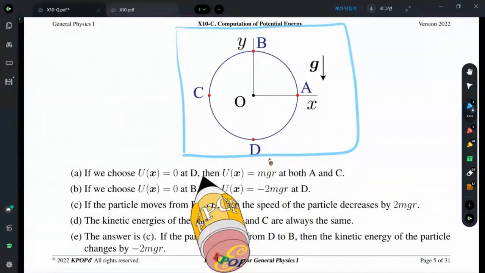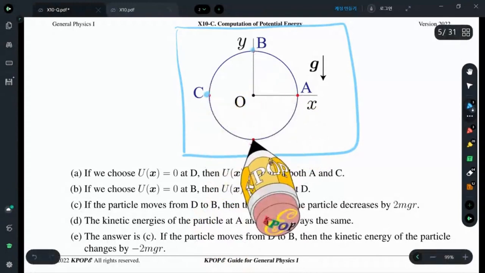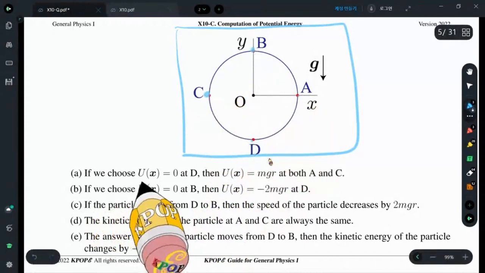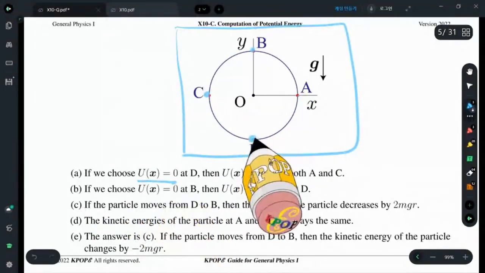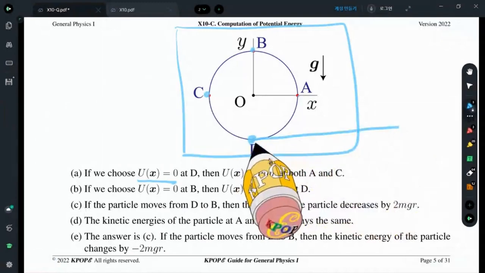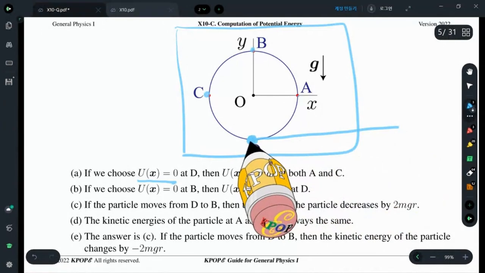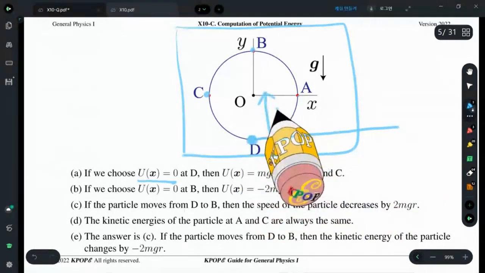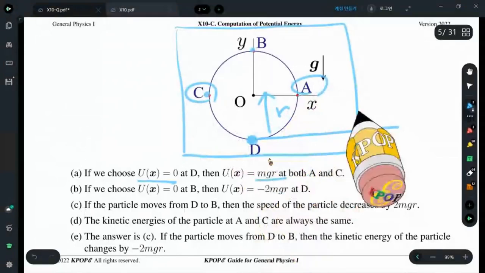Once you know the potential energy must depend on the position only. And if we choose U of x to be 0 at D, the reference point, if we have a freedom to choose the reference point, now we have chosen this one as a reference point. The height is r, so C and A have mgr.